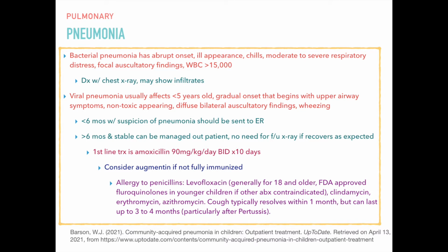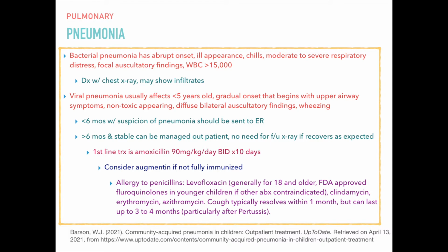First, we'll describe how to differentiate between bacterial and viral pneumonia. So bacterial pneumonia has an abrupt onset. The patient appears ill or toxic. They may experience chills, moderate to severe respiratory distress, and then you'll have focal auscultatory findings on exam. If you do blood work, they could have a WBC elevated above 15,000. So diagnosis is made with a chest x-ray, and it may show infiltrates.